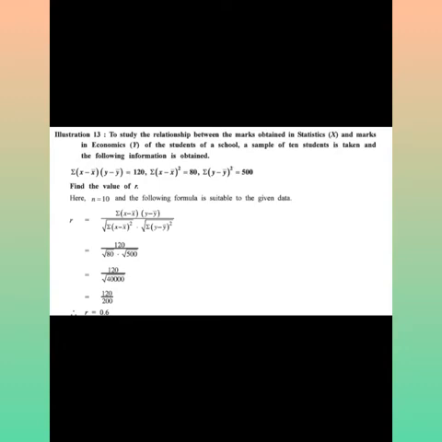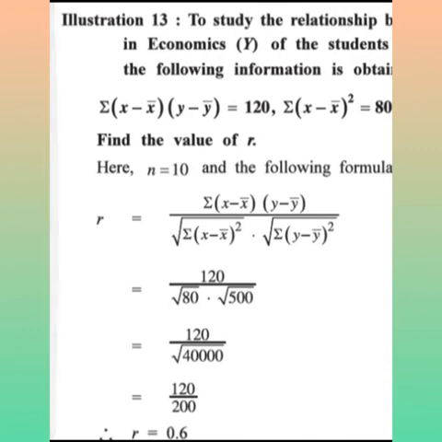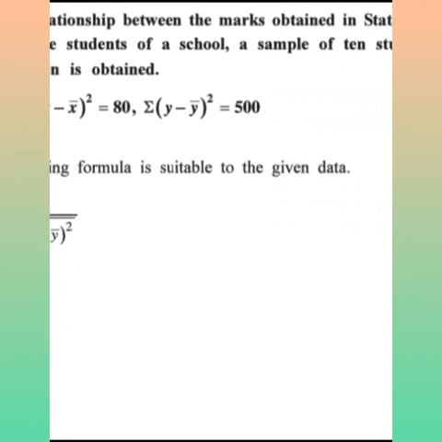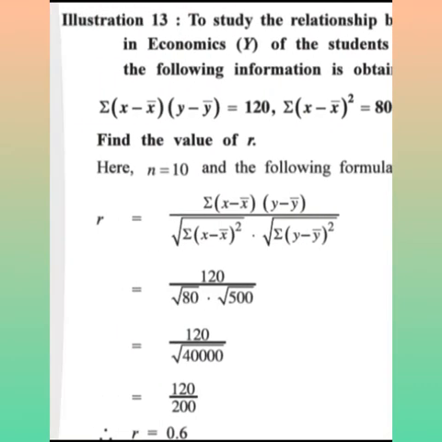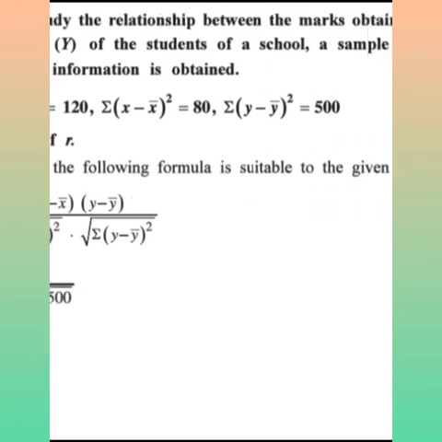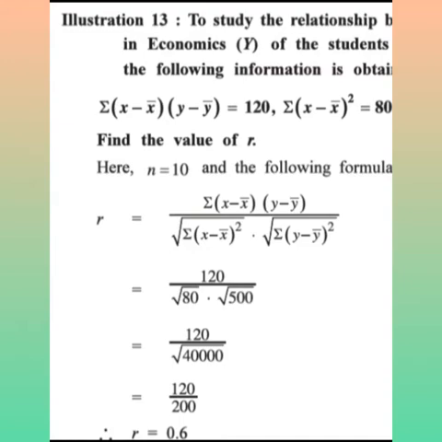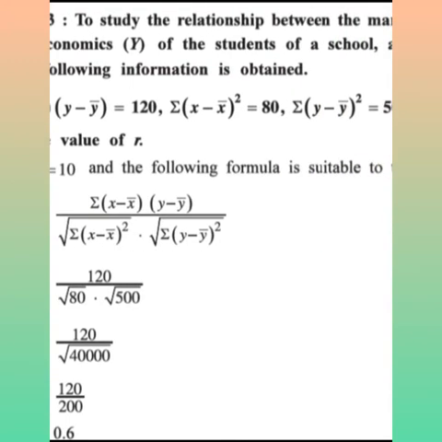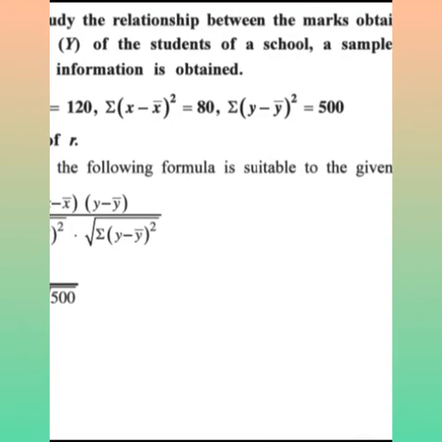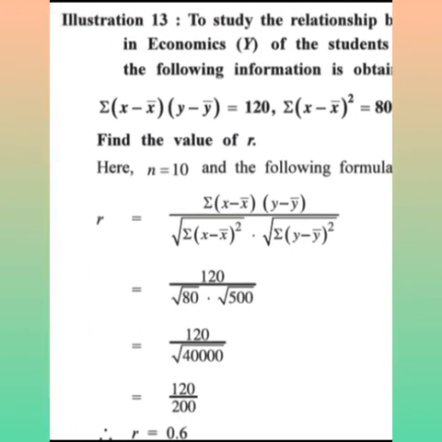Okay, we'll see the 13th sum now. See example number 13. What they have given in example number 13 is that, to study the relationship between the marks obtained in statistics X and marks in economics Y of students of a school, a sample of 10 students is taken and the following information is obtained. So children, what is given over here? Sigma (x minus x bar)(y minus y bar) is equal to 120. Sigma (x minus x bar) whole square is 80. Sigma (y minus y bar) whole square is 500. Find the value of r. We need to find out the value of r.